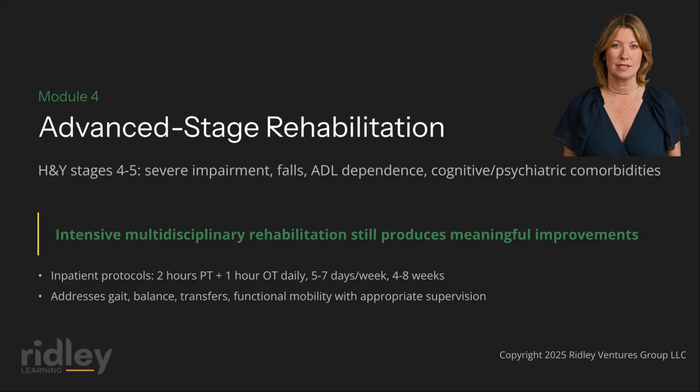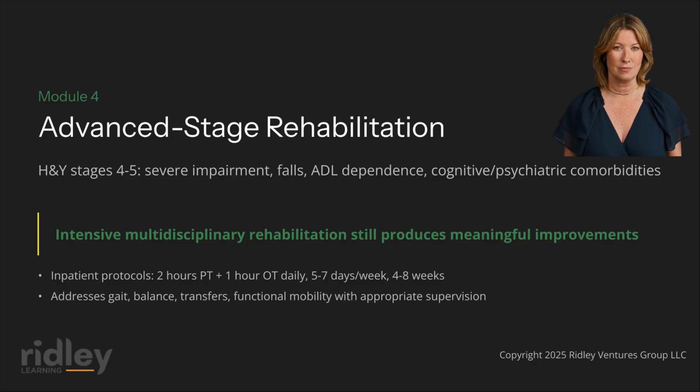Advanced stage Parkinson's disease, typically corresponding to Hoehn and Yahr stages 4 and 5, presents complex rehabilitation challenges characterized by severe motor impairment, frequent falls, substantial activities of daily living dependence, and common comorbidities including cognitive impairment and neuropsychiatric symptoms. Despite these challenges, evidence demonstrates that intensive multidisciplinary rehabilitation can produce meaningful improvements in function and quality of life, even in patients with long-duration advanced disease.